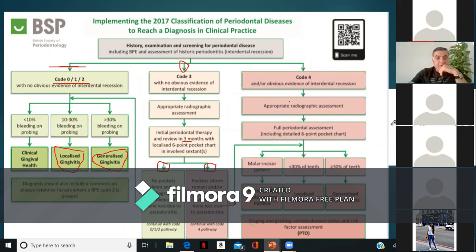Okay, when we treat code 4 and consider it as periodontitis, then we need to do a full assessment. We need to assess, number one, the extent: if it is less than 30%, it is localized; if it is more than 40%, it is generalized; or it is a molar incisor pattern. But all of it is periodontitis: localized, generalized periodontitis. Then we will do staging. Generally speaking, so you will not forget: for code 3, we do 6-point pocket charting after the initial treatment, after 3 months. But for code 4, you will do 6-point pocket charting before the treatment and after the treatment.